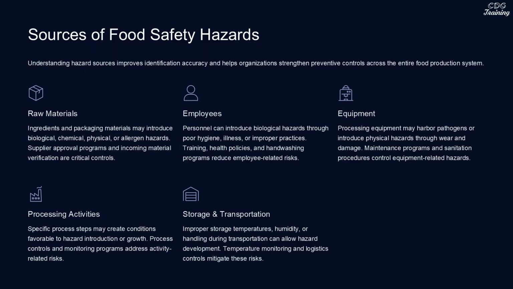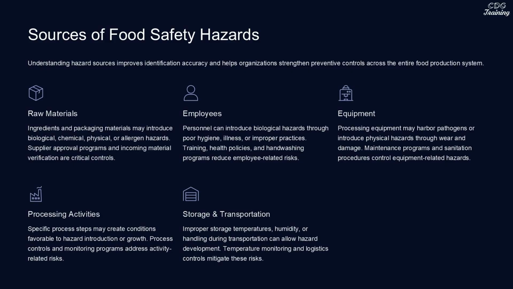Understanding hazard sources improves identification accuracy and helps organizations strengthen preventive controls across the entire food production system. Ingredients and packaging materials may introduce biological, chemical, physical, or allergen hazards. Supplier approval programs and incoming material verification are critical controls. Employees can introduce biological hazards through poor hygiene, illness, or improper practices. Training, health policies, and hand-washing practices help reduce employee-related risks.